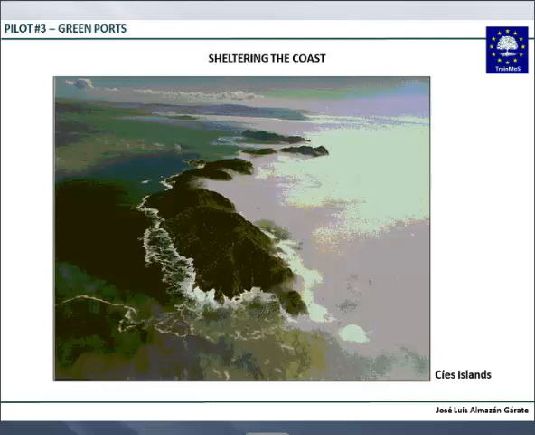You can see here there are clouds, but with waves in the open sea, energy is stopped by this natural formation, which are the Cies islands that protect the bay of the port of Vigo. That permits this enormous port to develop its port activities within sheltered waters.